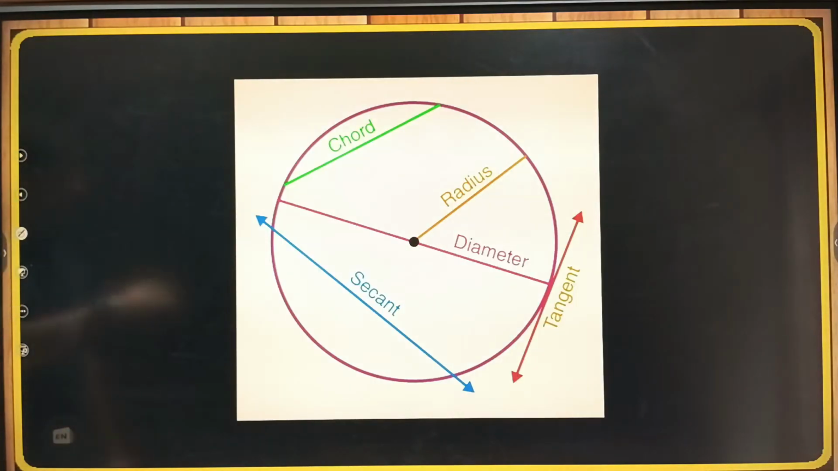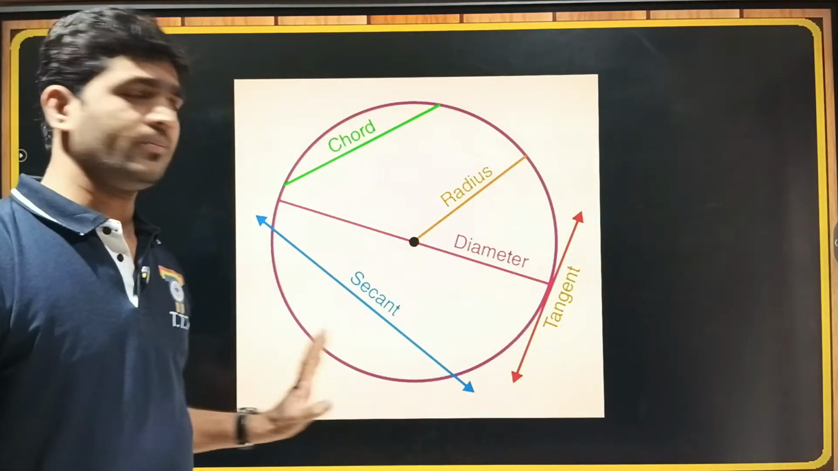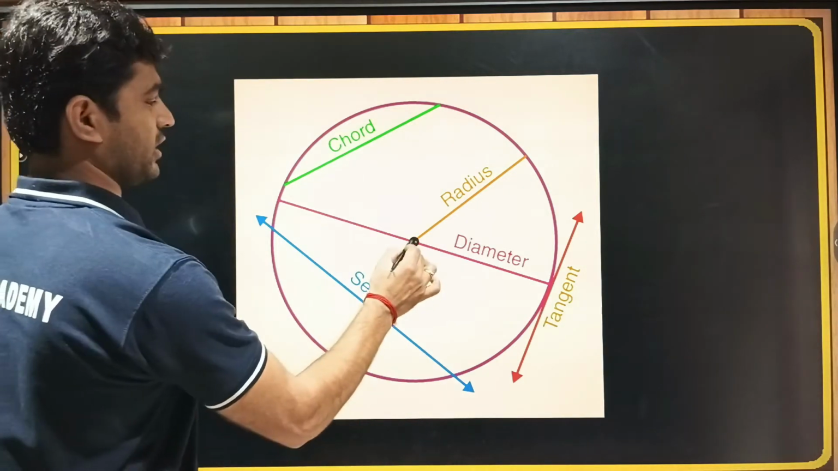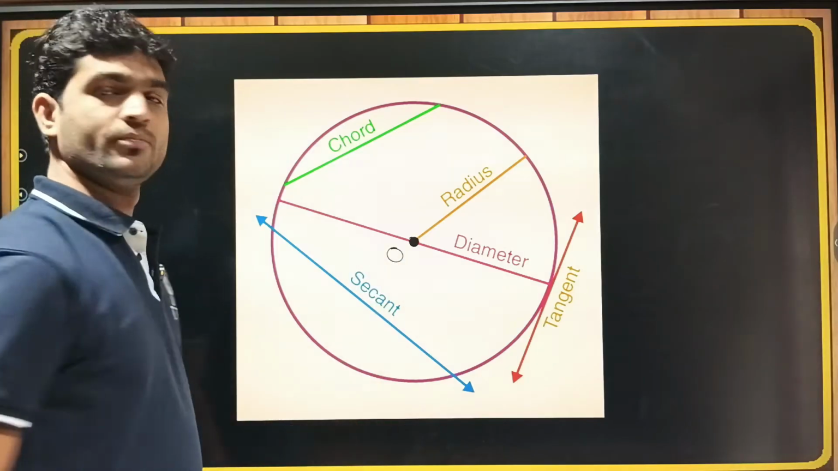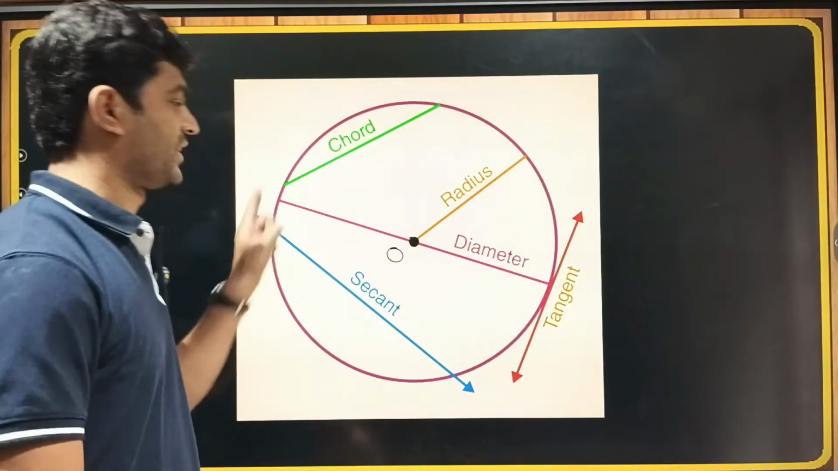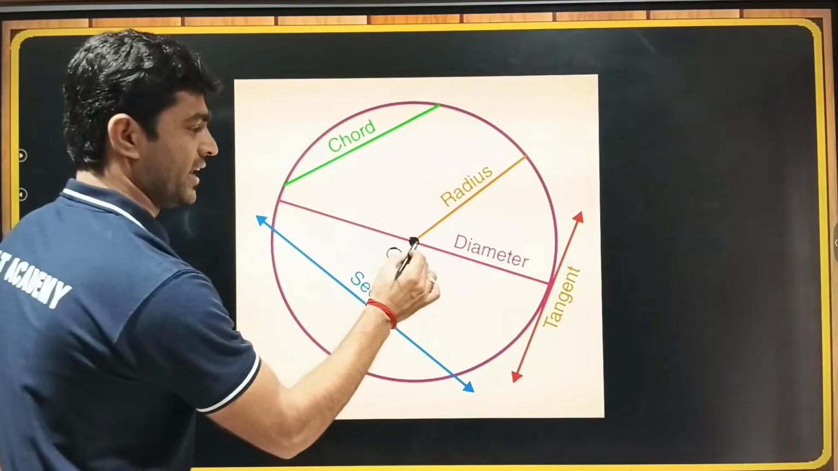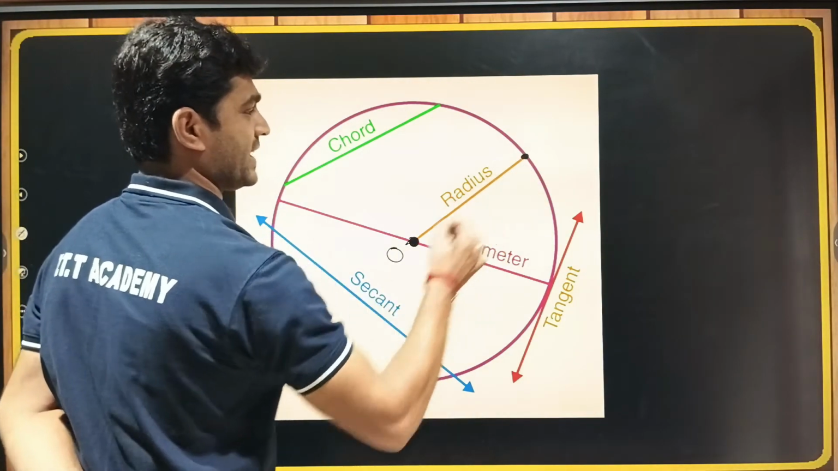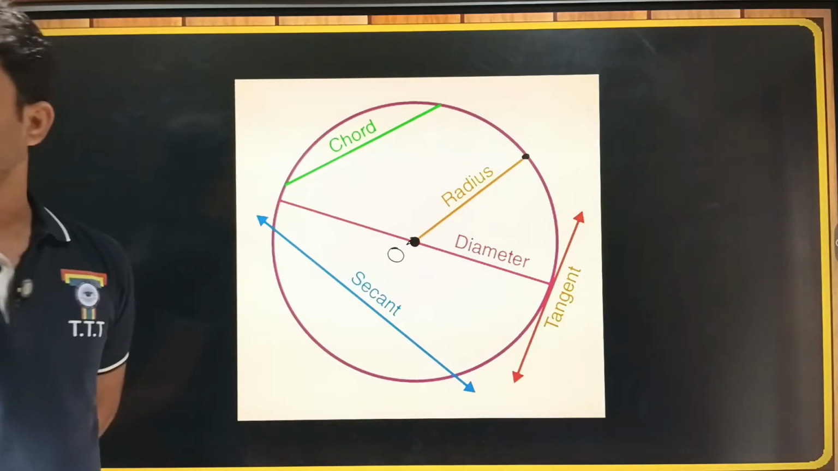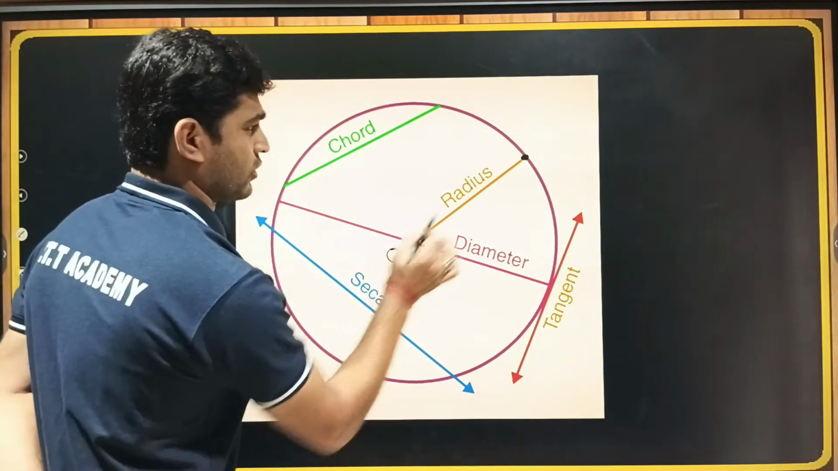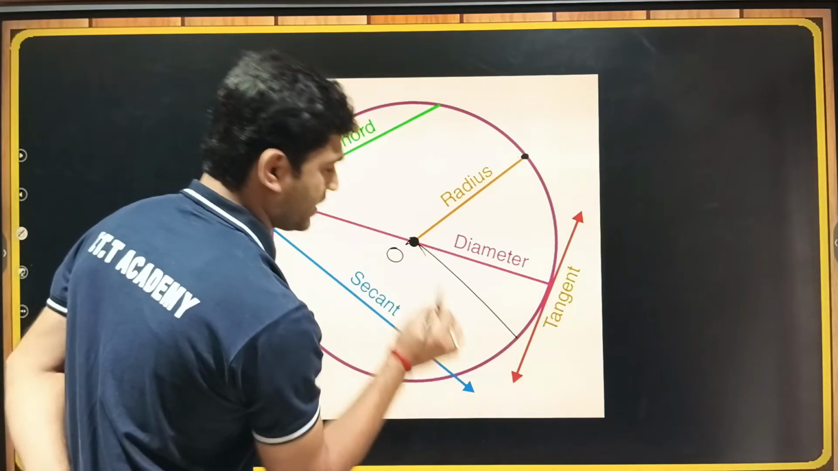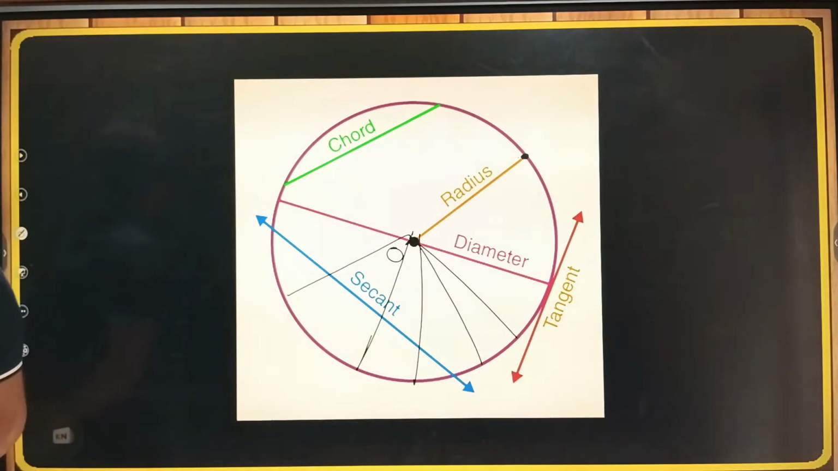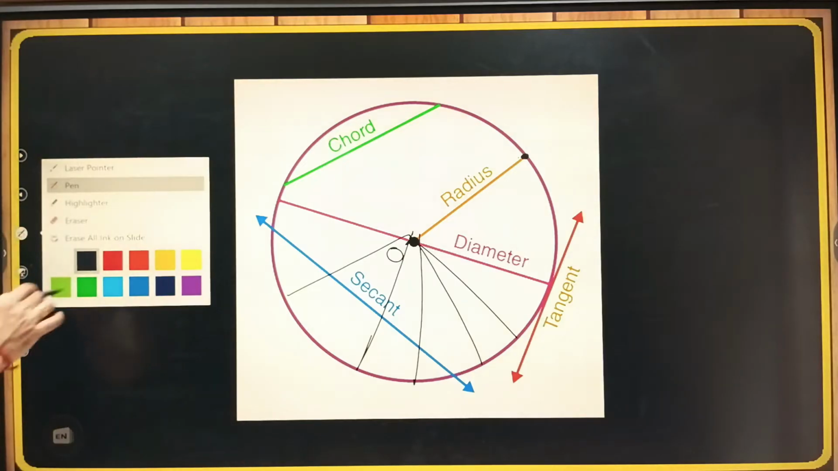Next, dear friends, here again there is a circle. In this circle we can observe a center point O. The circle has its center at O. If you consider the distance from the center to any point on the circle, that is the radius. Not only here, you can consider this point also, here also, here also. All are the radius of the circle.